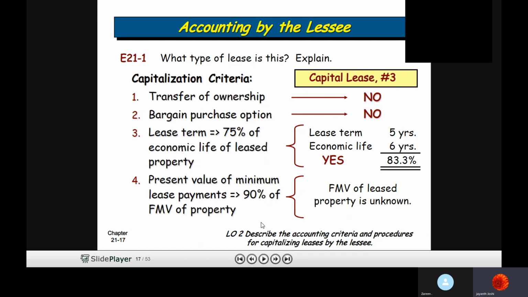Lease term 75% of the life of the leased property. Yes, you are taking it for 5 years. The economic life is 6 years. So 5 years out of 6 years is 83.3%. Okay, so it is more than 75% of the economic life of the leased property. PV of minimum lease payments.